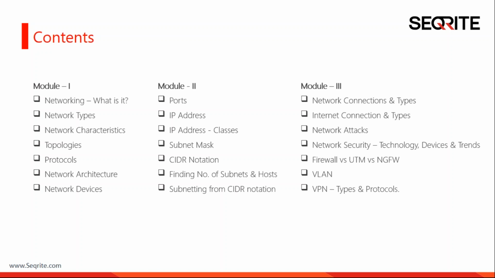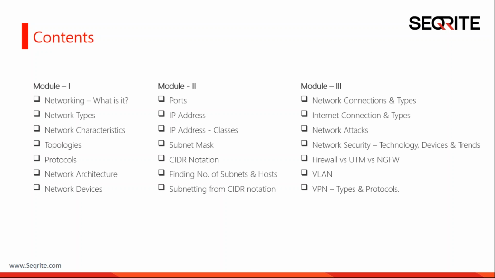Then network architecture. What is network architecture? What kind of network architecture can be there with a customer or in a network? That we'll discuss. Then network devices. We'll go one by one, like network cables, network interface cards, routers, modems, switches. All those network devices would be discussed.